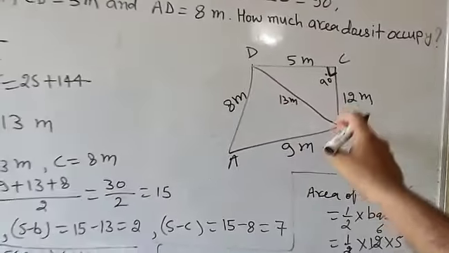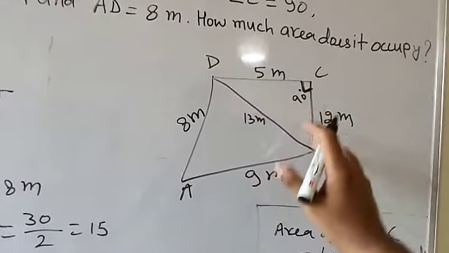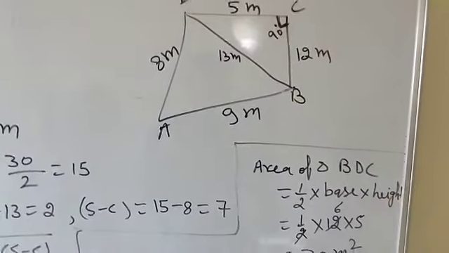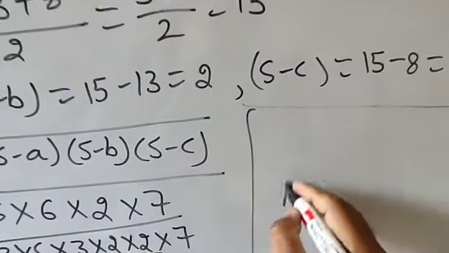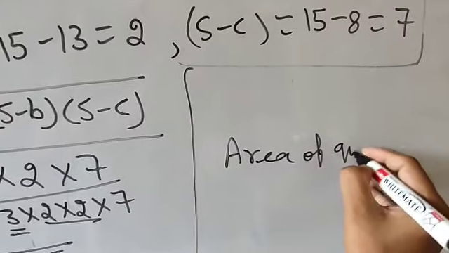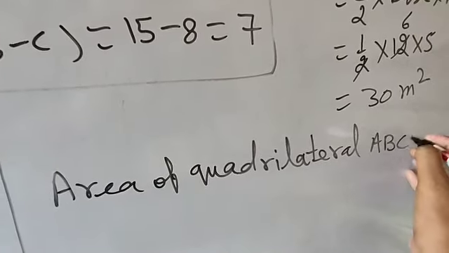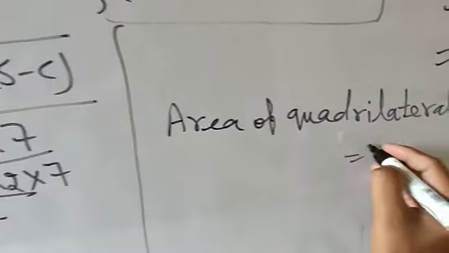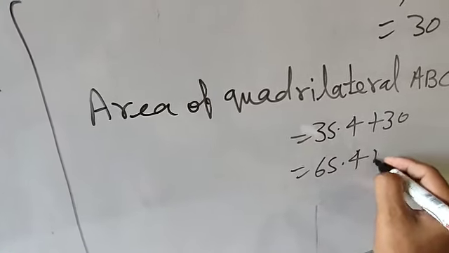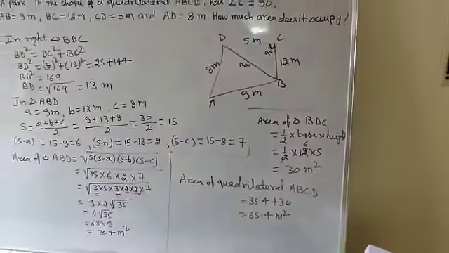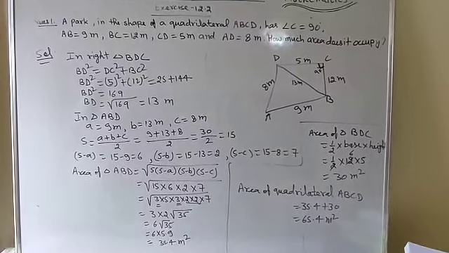So friends, if you find the area of the triangle BCD by Heron's formula also, that will be 30 meter square. Try to find the area of the triangle BCD by Heron's formula also, and you will get 30 meter square. Now the total area, you can say that area of quadrilateral ABCD is equal to 35.4 plus 30. Yeah, it is equal to 65.4 meter square. So approximately that area will be 65.4 meter square. That is the complete solution of question number 1.